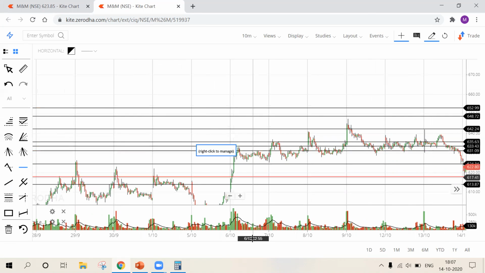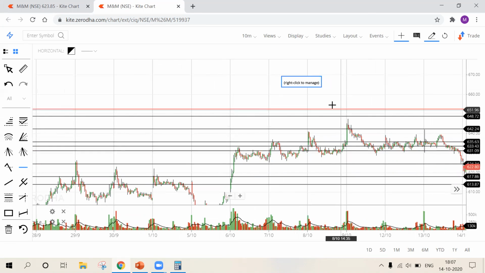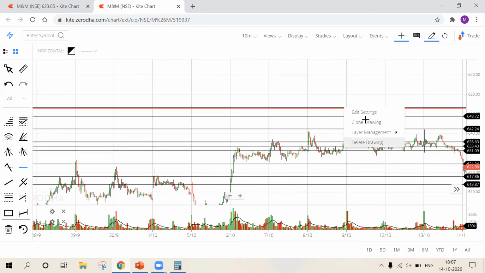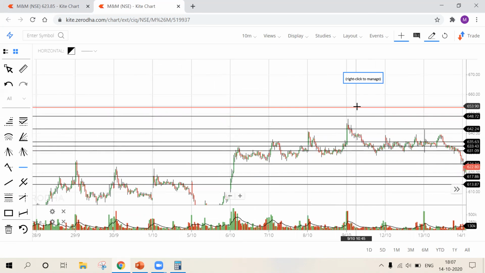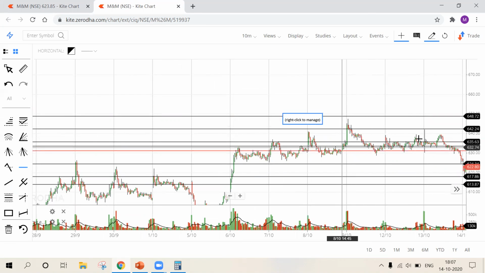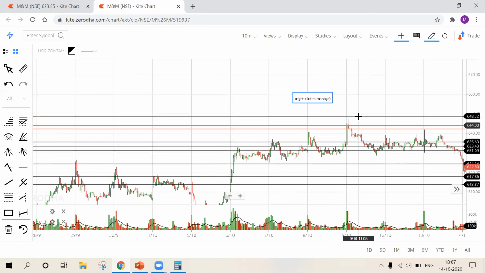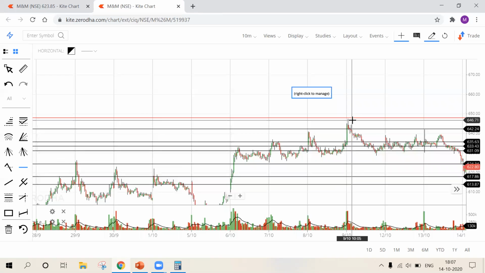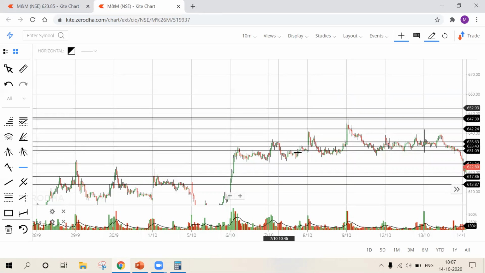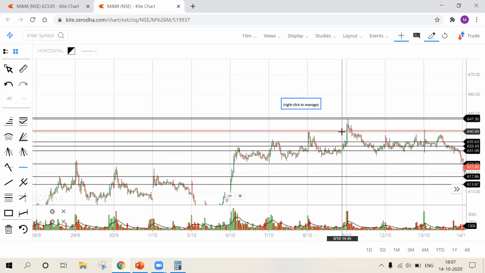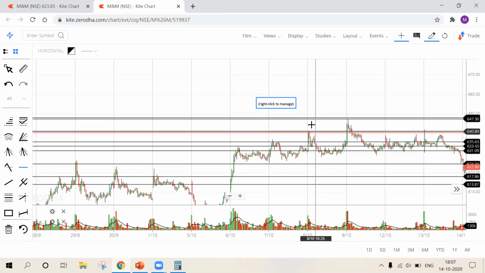Now I'll be drawing support and resistances. Look at this scenario. I'll be deleting this because there are no support and resistances around this area. And for this line also, there's only one touch point, so let it be. And look at this point, I can bring this line a little downward and draw another level because it is acting as resistance here, resistance here, resistance here.